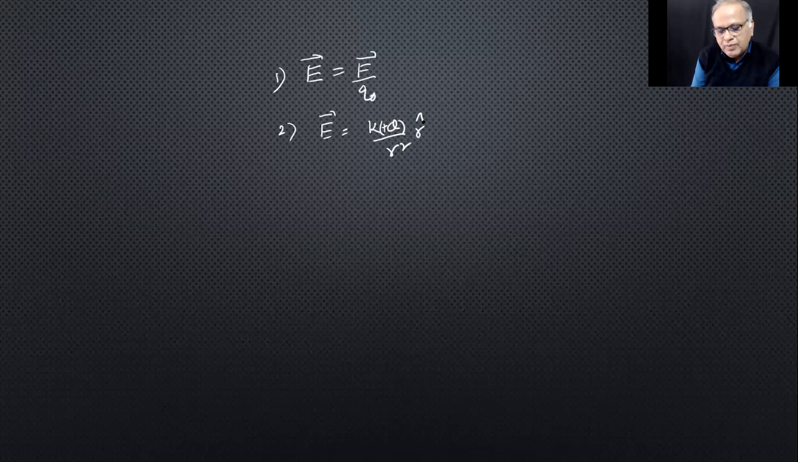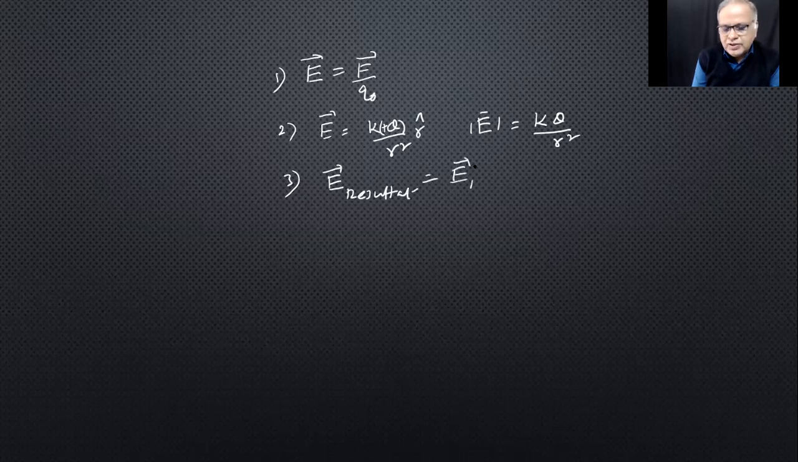Since I'm writing in vector form, I'm writing this plus Q. Otherwise, simply mod E equals KQ by R square, whether it is a positive charge or negative charge. And the third thing I mentioned was the net E resultant at some point due to many charges is the vector sum of the electric field strengths due to individual charges. That's what you mean by the principle of superposition of electric fields. So these were the three things we discussed, and we started doing numericals on that. That will continue for some time now.